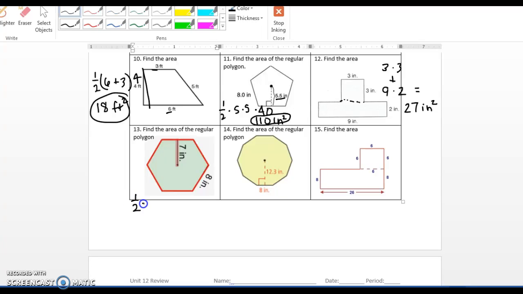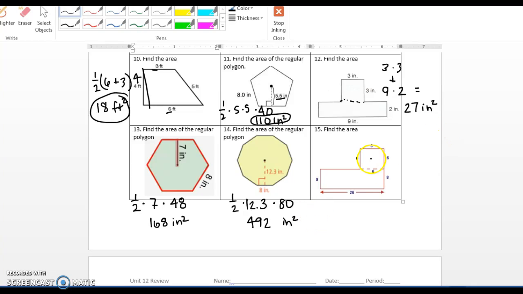1/2 times the apothem, which is 7, times the perimeter, which is 48. Multiply it out, 168 inches squared. Number 14, find the area of the regular polygon. 1/2 times the apothem, 12.3, times the perimeter, which is 80. And you get 492 inches squared.